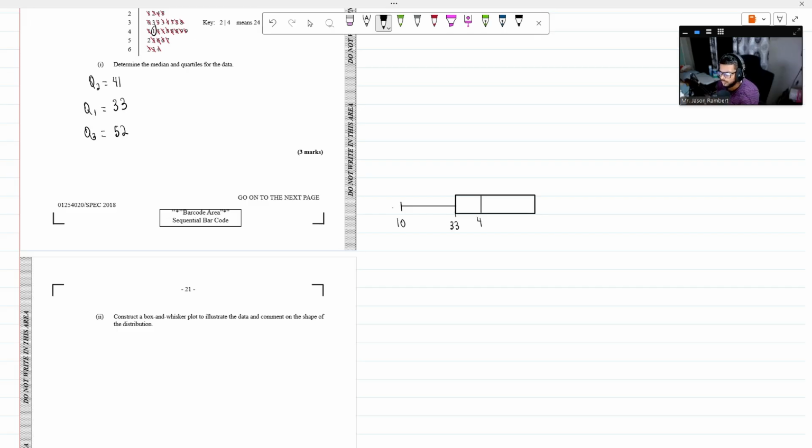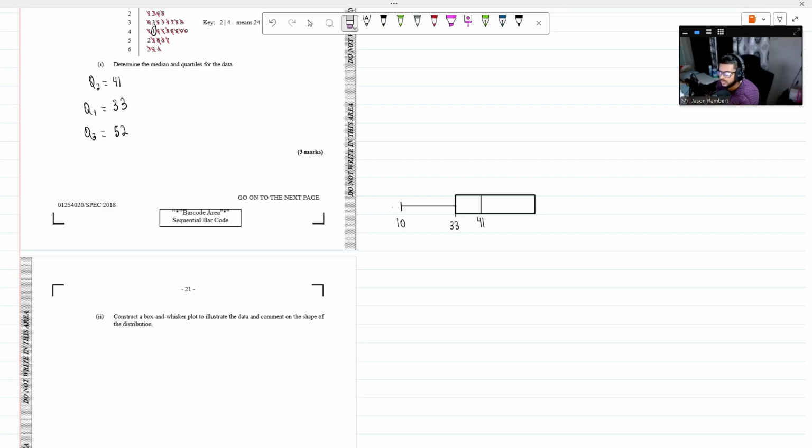This is going to be 41. So from 33 to 41, that is what? 33 and 8 is 41. So the distance between here and here is 8.